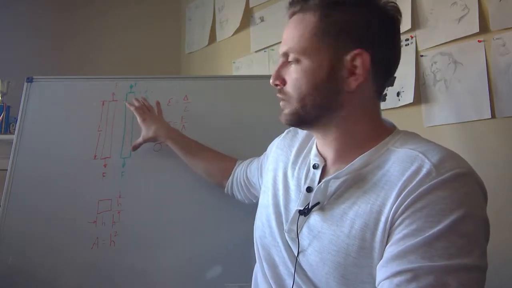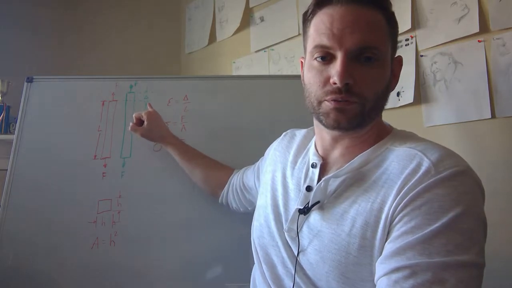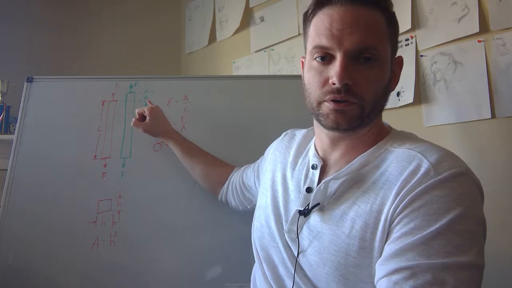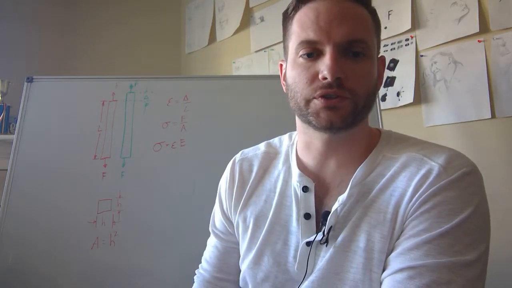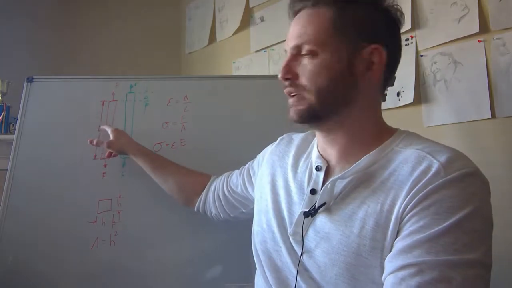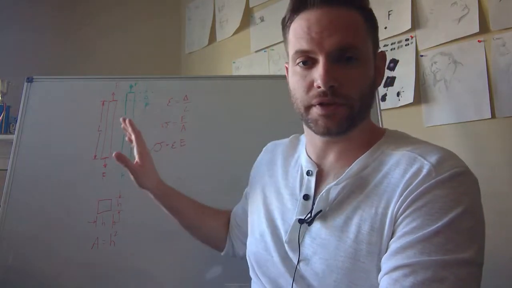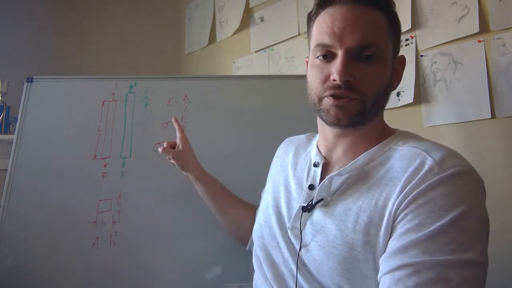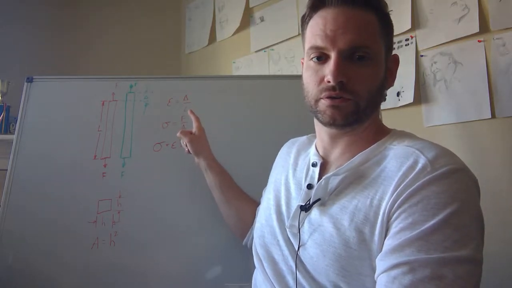Original length, new length. So this new length is longer. This original length got delta, this Greek delta, longer. You see delta everywhere in engineering. It usually is just a change. So L is the original length plus delta, that's the new length, if you want to know what that new length is. But the definition of strain is just that change in length, which is delta, over L.